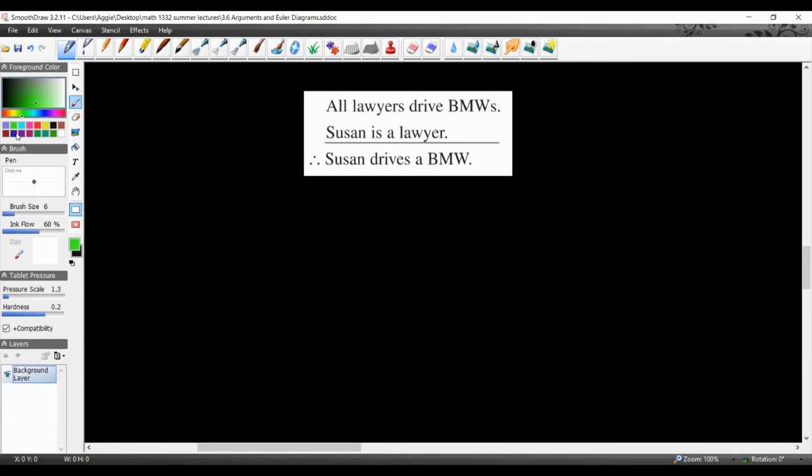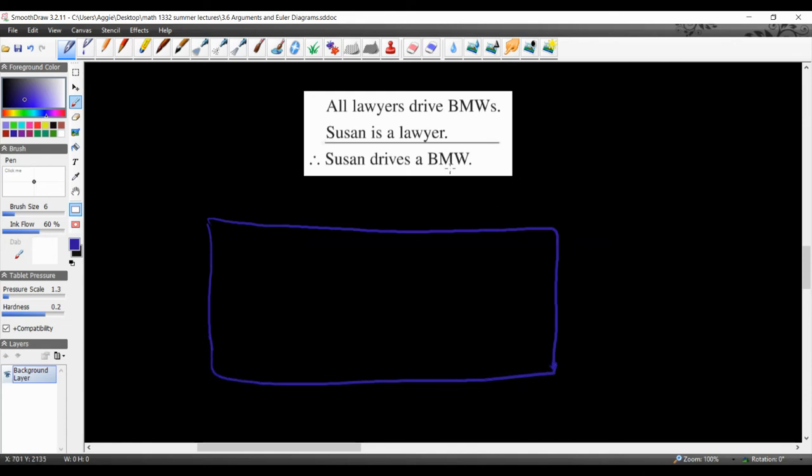So we're going to go ahead and try to make our own Euler diagram here. So we start with the box, okay? And we're going to color code this a bit. So we have that all lawyers drive BMWs. So I'm going to do my BMWs here. So let's go ahead and do that.